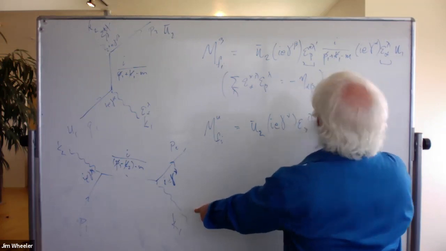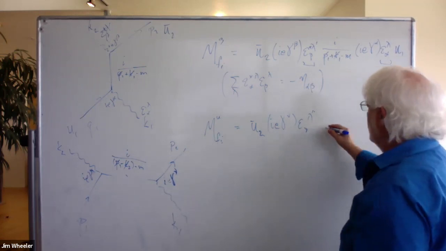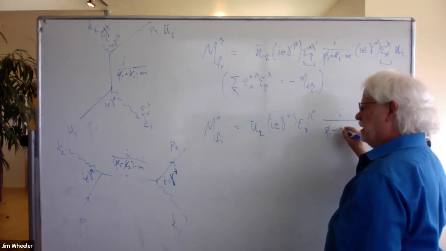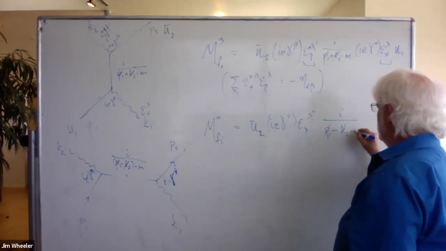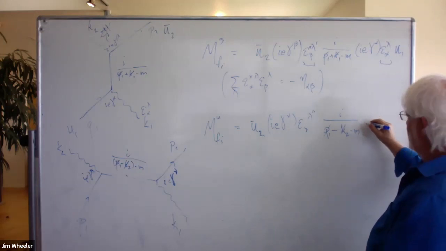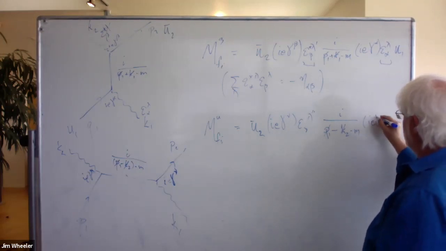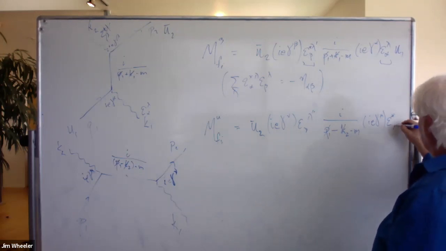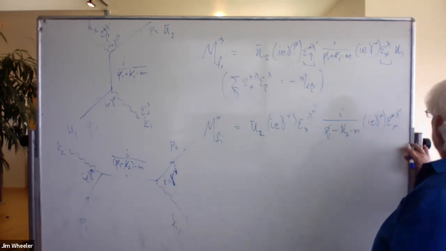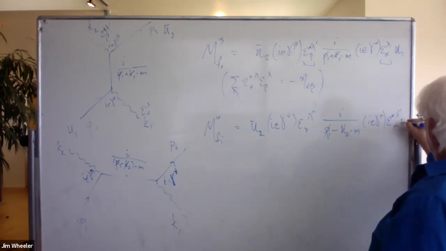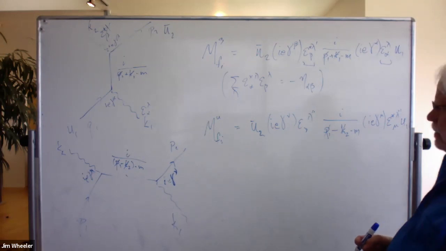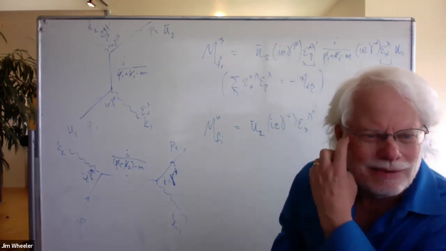And we have some, I'll call it lambda double prime here, and then a propagator P1 slash minus K2 slash minus M, and then we have another vertex, i e gamma mu, another polarization vector. This is epsilon star mu and lambda, way too many primes. And finally, we get U1 out here. So I think those are the matrix elements. Have I forgotten anything?